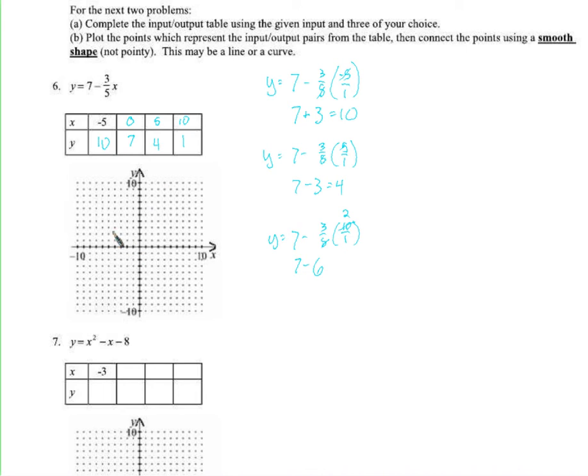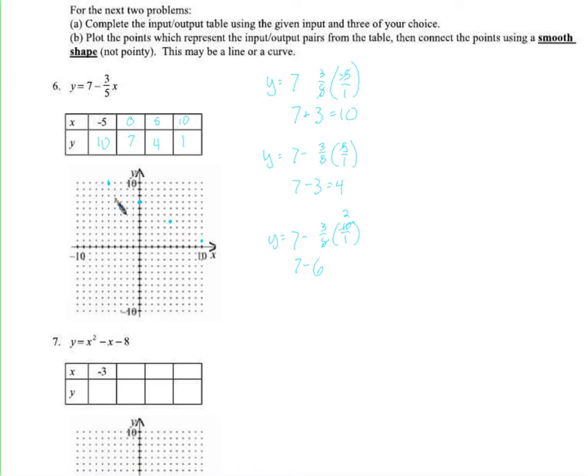Negative 5, 10. 0, 7. 5, 4. And 10, 1. I'm noticing that every time I move over 5, I'm moving down 3. That's kind of interesting. That might be relevant to what we're studying now. There we go. I should just go back and discuss that real quick for a second.